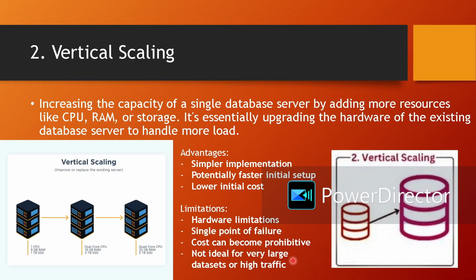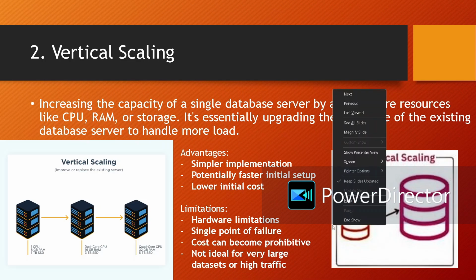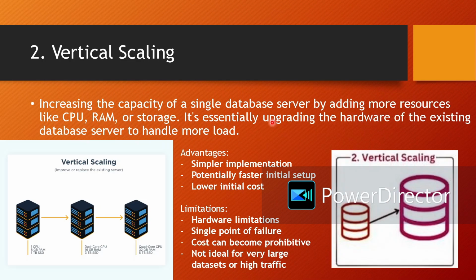What are the limitations? There are hardware limitations. It can also be a single point of failure. Like if something goes wrong while upgrading, the whole system or server might crash. Cost can become prohibitive. Yes, this is one important point to remember, that when implementing vertical scaling to increase CPU, RAM, or storage, you need huge amounts of money to upgrade, as all these components are not very cheap in the IT market.